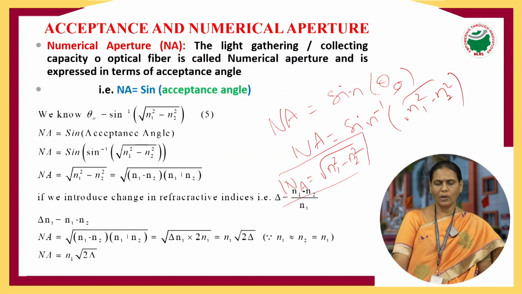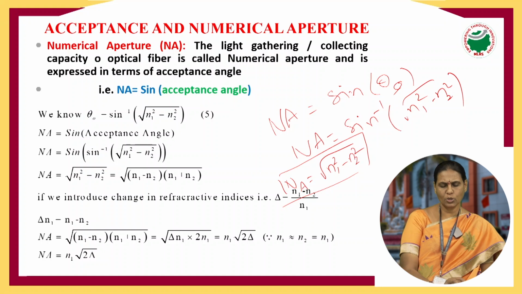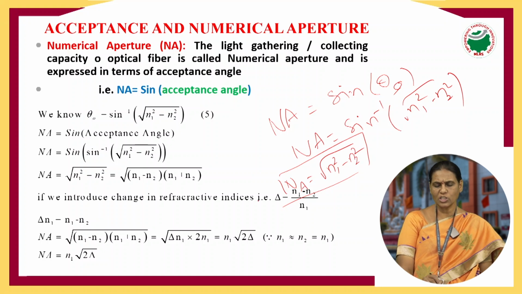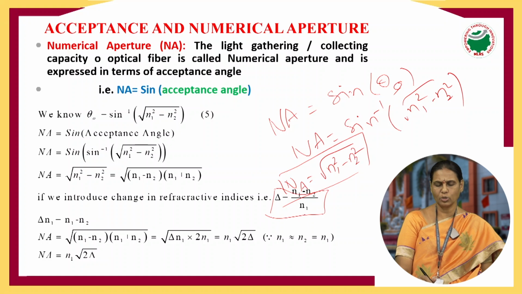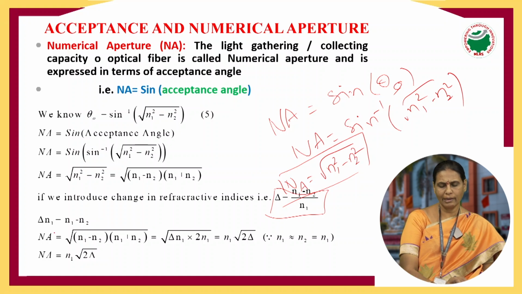Here, a small relation we need to express in terms of numerical aperture. If we introduce a change in refractive indices, n1 and n2, which we represent in terms of delta, delta is equal to n1 minus n2 by n1. Then we can write delta n1 is equal to n1 minus n2, by cross multiplication. Then take this value and substitute it in the numerical aperture.